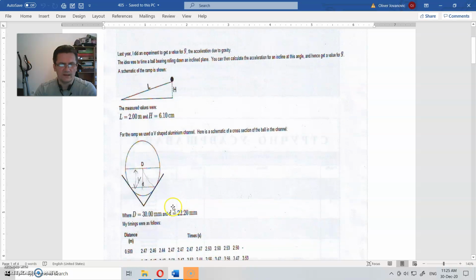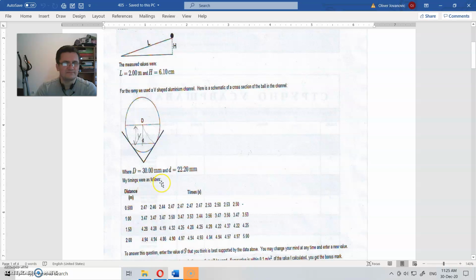And these are the timings that he measured for the distances: half a meter, one meter, a meter and a half, and 2. So he started the ball somewhere around here, that was half a meter, and then started the ball here, here and here, and took different measurements. From the half meter it was somewhere around 2.74 to 2.5 seconds for 1 meter, 1.5 and 2 meters. These are the distances and times.